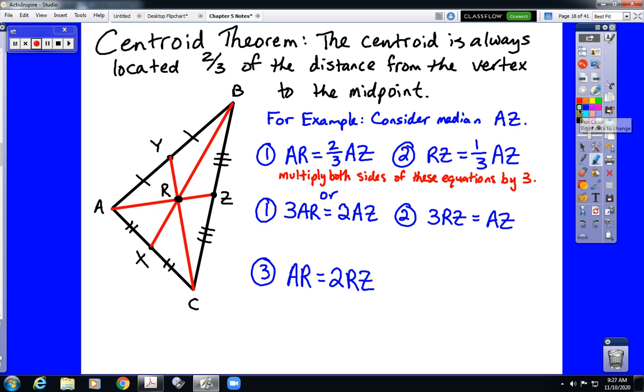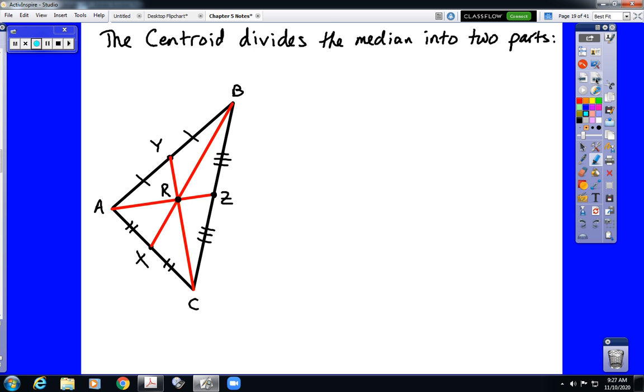But again, what this boils down to is we have a big piece, AR, that makes up 2/3 of the entire length of that line segment. And we have a little piece, RZ, that makes up 1/3 of that entire length. And then AZ would be the entire length of the line segment. So notice our three relationships here. We're going to generalize this.